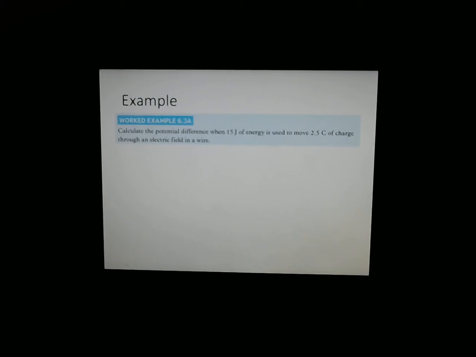Calculate the potential difference, there's our V, when 15 joules of energy is used to move 2.5 coulomb of charge through a field in a wire. The bit on the end really doesn't matter in this case, but we can see the numbers there. Let me move the tablet and turn on the light. Okay, just set this up so I can see my numbers here.